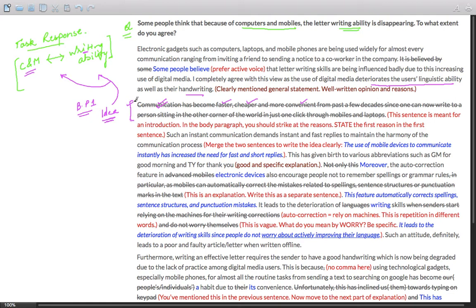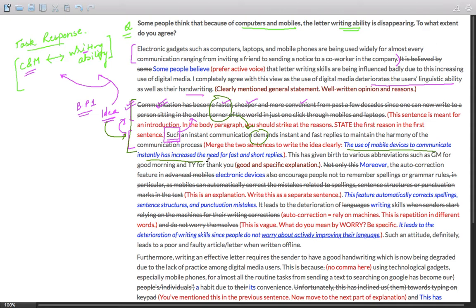Consequently, this is more of a general statement that suits the first sentence of the essay. The first sentence is a general statement, and this is a general statement. This is not your idea. The idea comes in the next sentence: such an instant communication demands instant and fast replies to maintain harmony of communication process. So you have communicated the idea through two sentences, not one sentence. How? By using "such an instant." Such instant communication, I'm sorry. So "such" refers back to the previous sentence, and consequently your idea is expressed through two sentences, not one sentence, which is wrong. You should compress this sentence, merge with the second sentence, and create just one sentence for the idea.